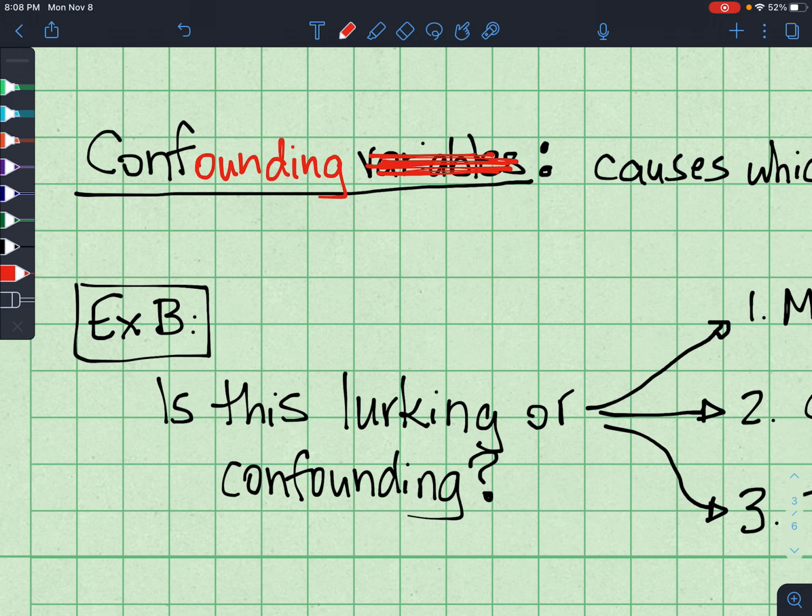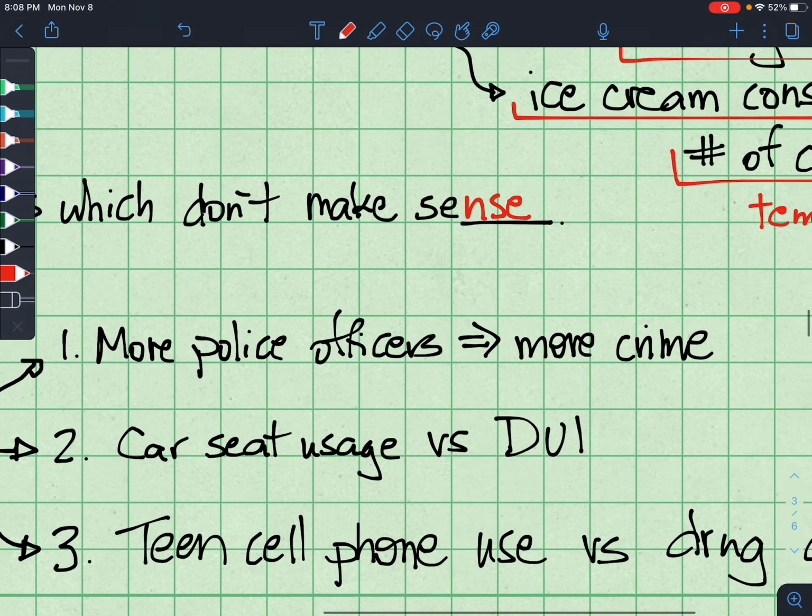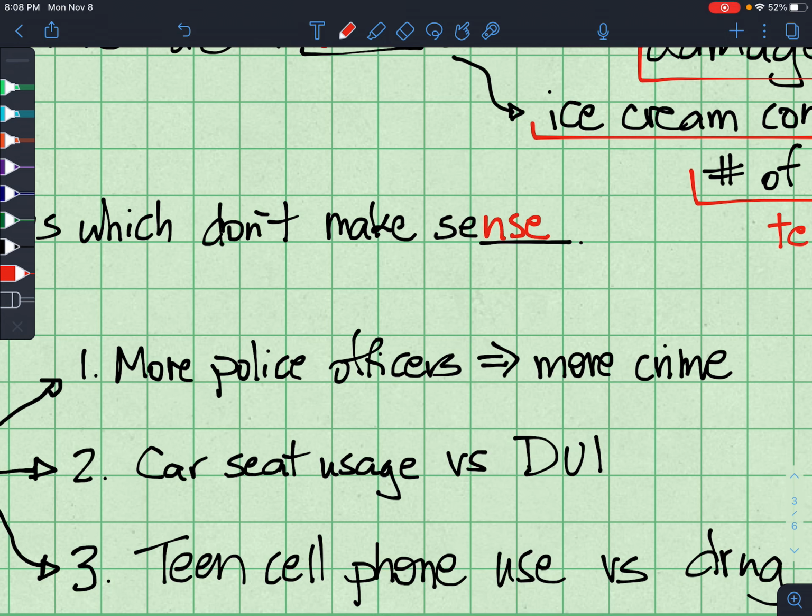So, is this lurking or is it confounding? If we can figure out what might cause it, then we would say it's lurking. If we cannot figure it out, then we would say it's confounding. So this is going to take some thinking on your part. Number 1, more police officers, therefore more crime. Are these two lurking or are they confounding?